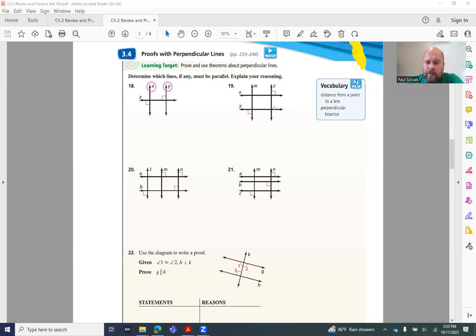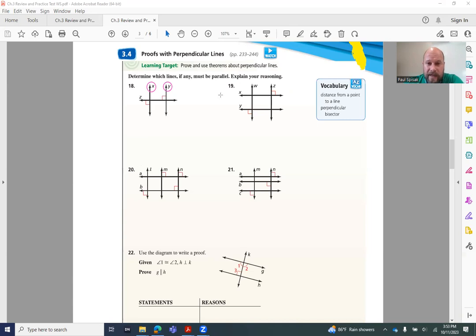On number 19, we cannot actually say that any of these are parallel. I could definitely draw this figure so that we had none of these lines parallel. The fact that W and Y are perpendicular and X and Z are perpendicular are completely separate from each other. So there are no lines in that one that we can actually say are parallel.